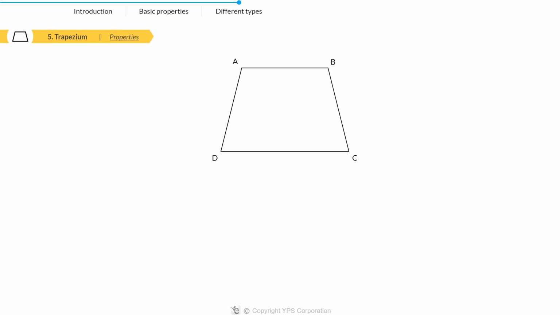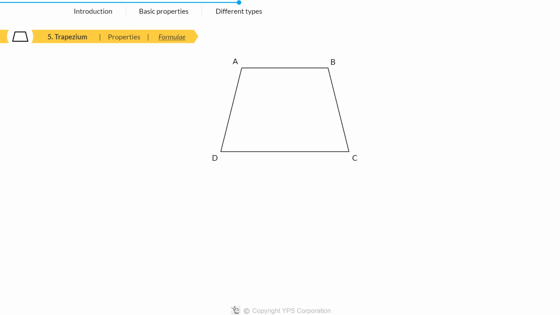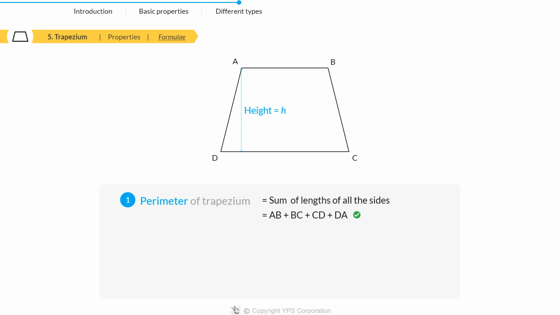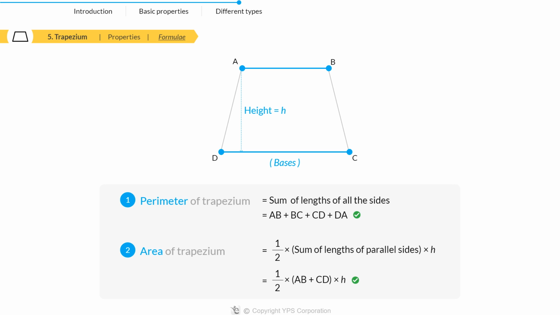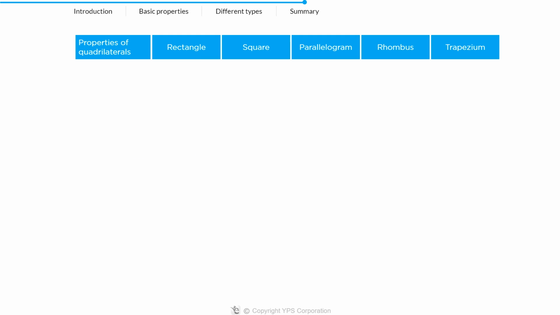Having said that, let's talk about the properties and area formula of the trapezium. A trapezium is a quadrilateral where only one pair of opposite sides are parallel to each other. To calculate the area and perimeter where h is the height of a trapezium, the perimeter of a trapezium equals the sum of lengths of all the sides. And the area of the trapezium equals half into the sum of lengths of parallel sides into h. Finally, to summarize all the properties of the quadrilaterals that we have learned so far, here is a table.